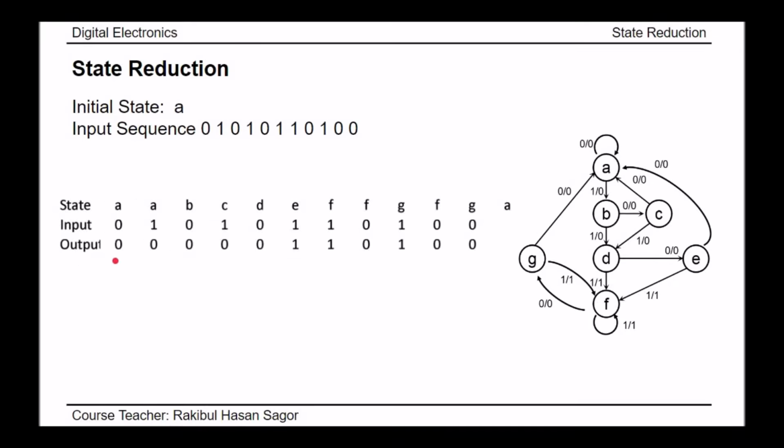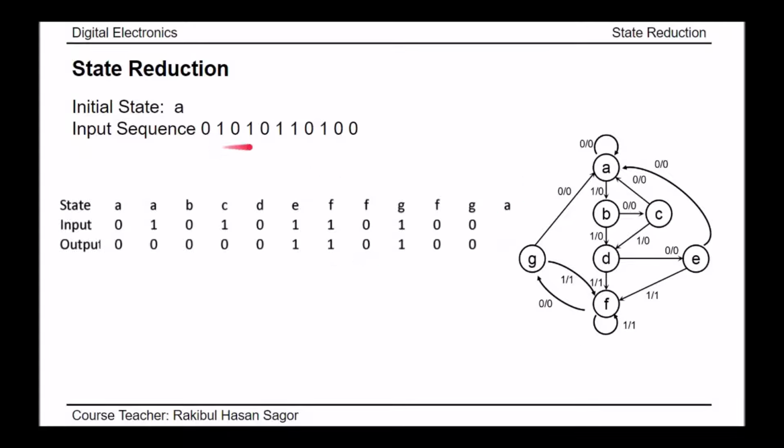Here in this table, in each column we have present state, input and output. The next state is written on the top of the next column. In this way the output has been written. Now we will reduce this state diagram in a way.